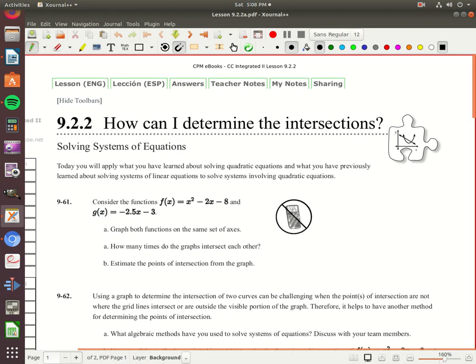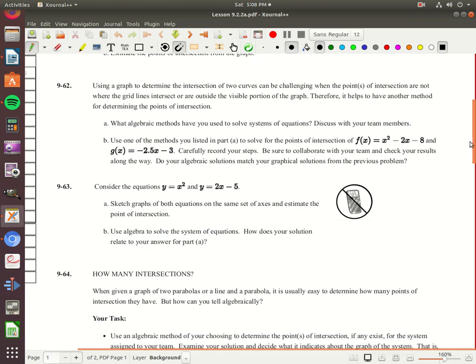So we estimated the points there. It says 962, use a graph to determine the intersection of two curves. Using a graph to determine the intersection of two curves can be challenging when points of intersection are not where the grid lines intersect or outside the visible portion of the graph, which we just found, right? It was not obvious to me what that one point was. One was, one wasn't. Therefore, it helps to have another method for determining the points of intersection. What algebraic methods have you used to solve systems of equations? Discuss with your team members.